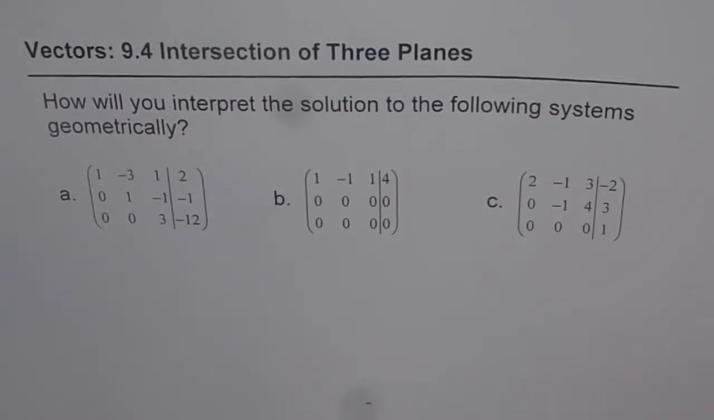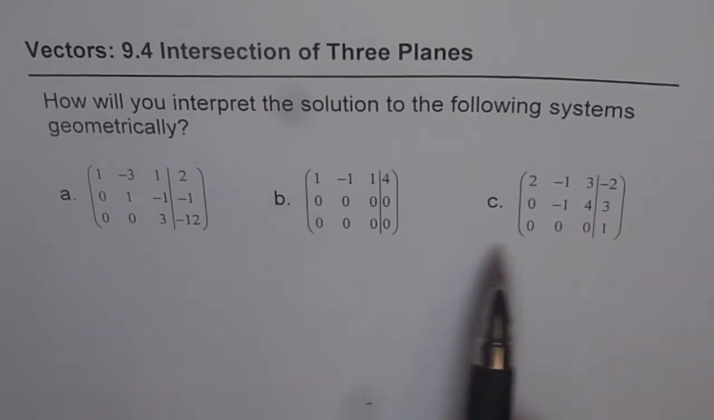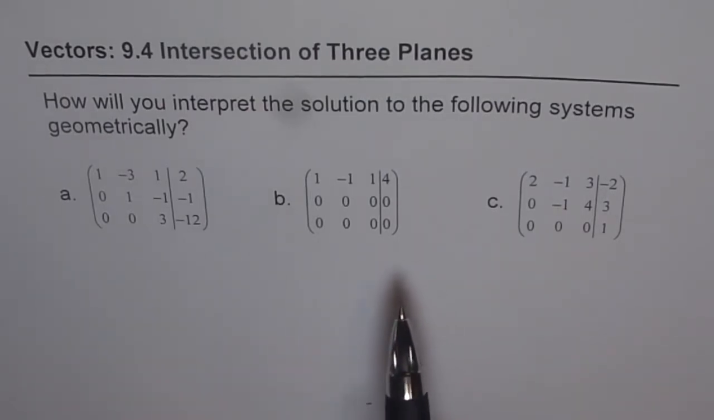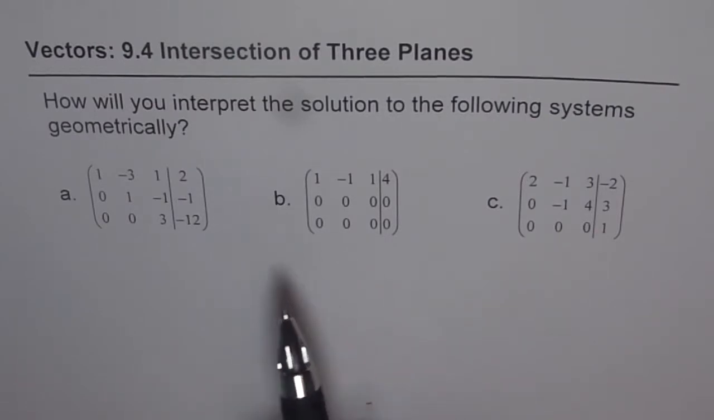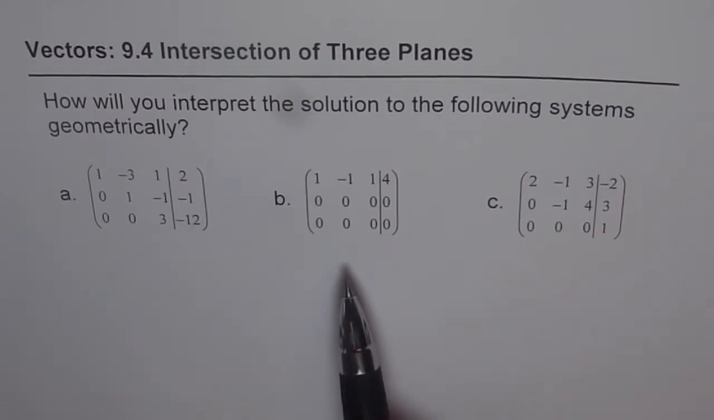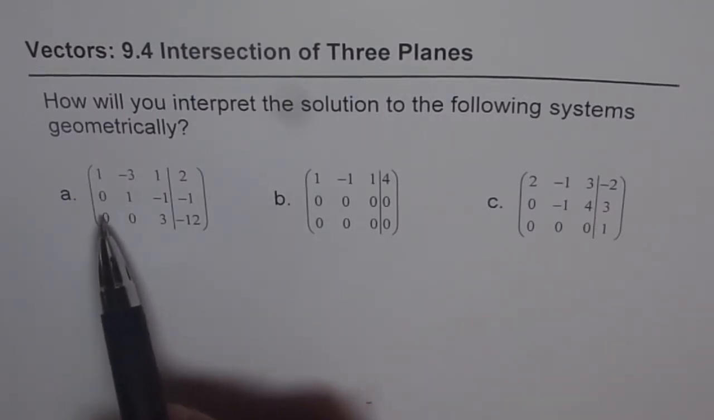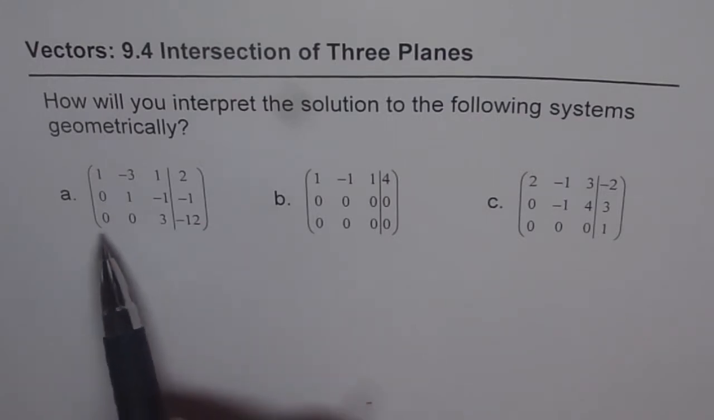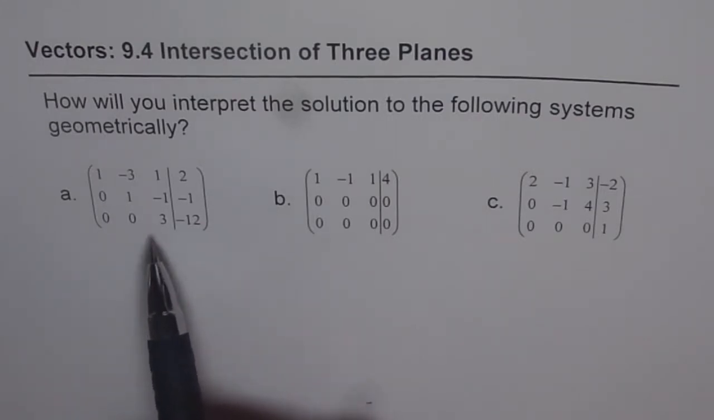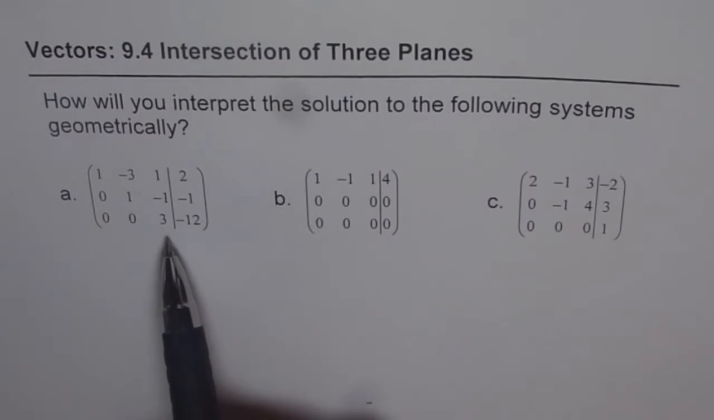Vectors 9.5, intersection of three planes. How will you interpret the solution to the following systems geometrically? So we are given three reduced matrices, and that is at the stage when you simplify the matrix adopting elementary row operations. Now in the first one, you notice that there are triangular zeros here, right? So that clearly indicates that the three planes intersect at a point.